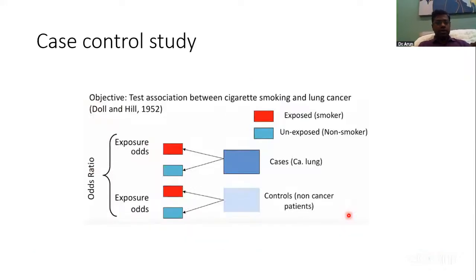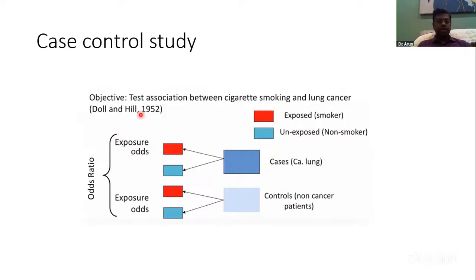Coming to another analytical study, that is the case control study. The difference between cohort and case control study is already mentioned. Study direction: in a cohort study, the study direction moves from exposure to outcome. In case of a case control study, the study direction moves in the reverse way. The disease has already occurred, and then we are assessing what the exposure odds are.